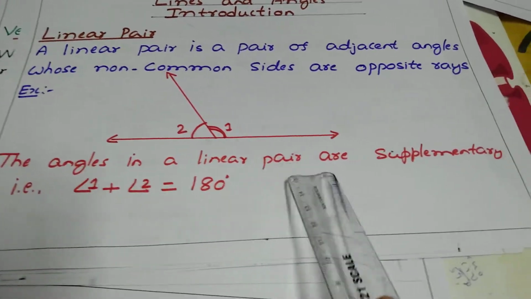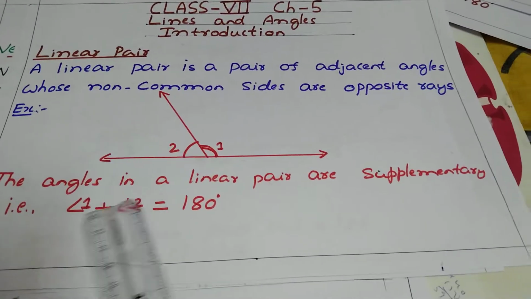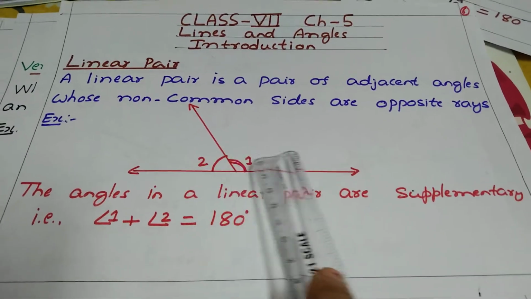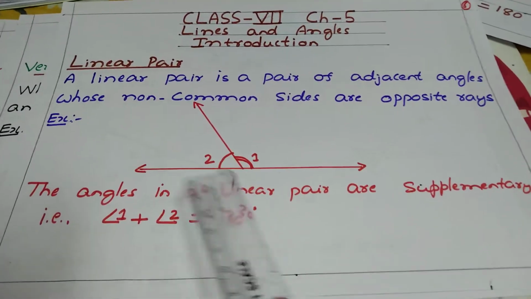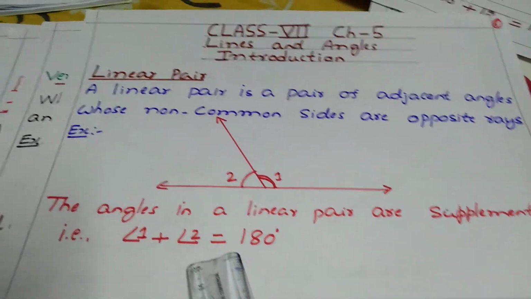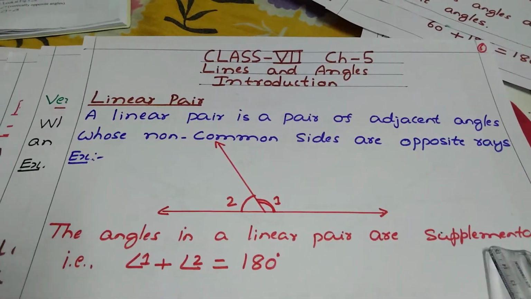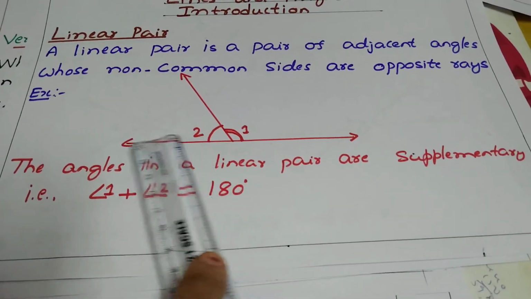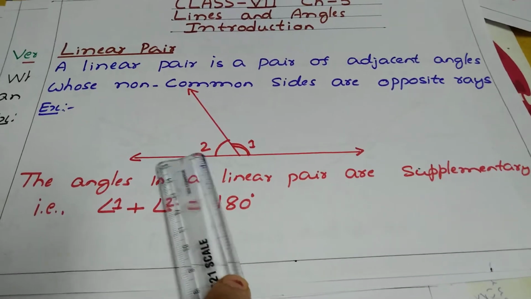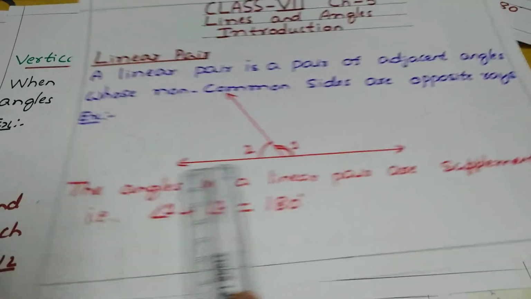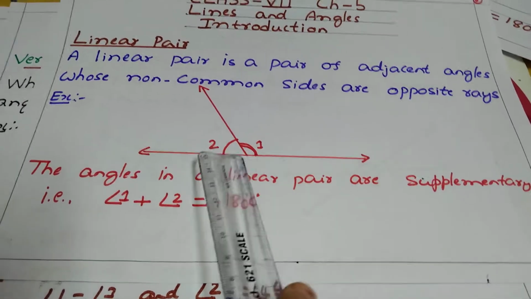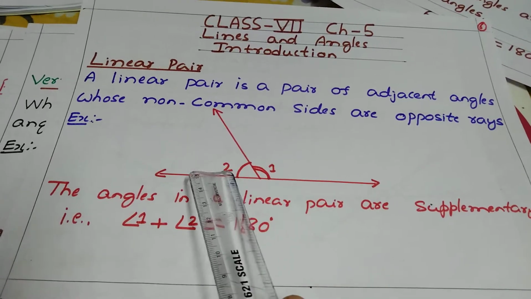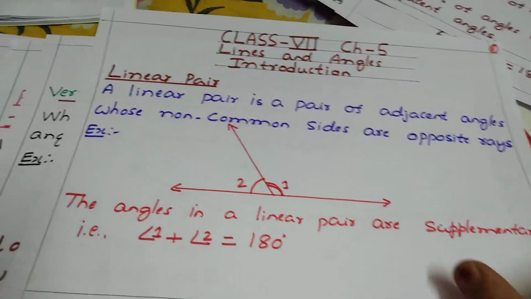The angles in a linear pair are supplementary. Supplementary means angle 1 and angle 2, if we take a protractor and calculate, should be 180 degrees. That is called a linear pair. Angle 2 is opposite to angle 1. For example, on this straight line, one angle is 120 degrees and the other is 60 degrees. So it is 180 degrees.